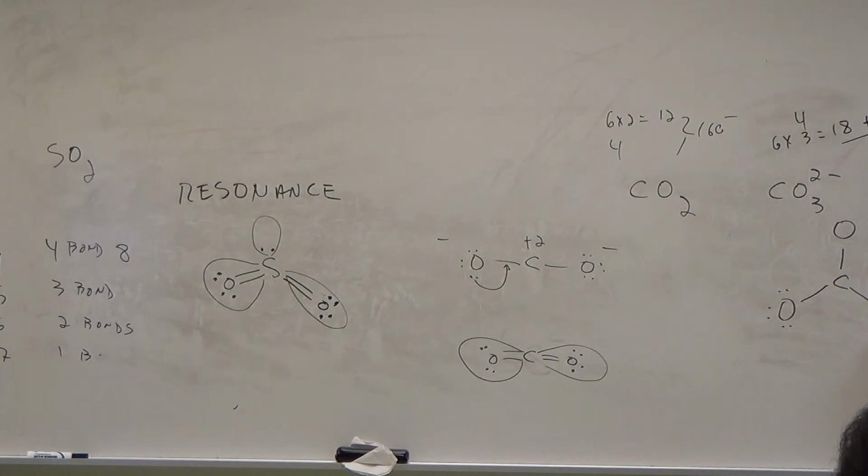Fulfill the octet rules for the one outside. And now I recount. How many? 24. There is 8 here, and 8 and 8. That's 24 electrons. I cannot place any more electrons on this thing.